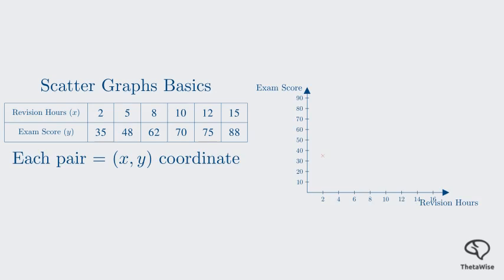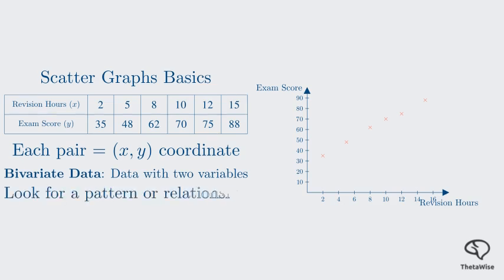Let's plot the first student who studied for 2 hours and scored 35. Notice how we use a small cross or a dot. Now we'll plot the rest. This is called bivariate data because it involves two variables. By looking at the pattern of these points, we can see if there's a relationship between how much a student revises and their performance.